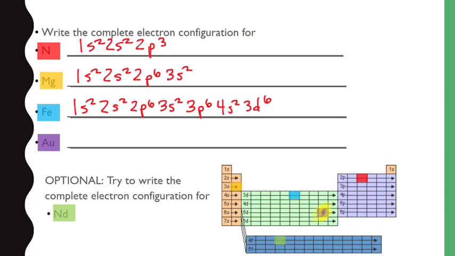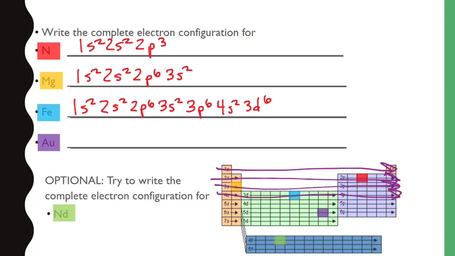Now, gold is all the way down here, Au. So this is going to be kind of a long one, but we just need to go, even though that's down in the 6th row, we're going to take it row by row. 1st row, 2nd row, 3rd row, 4th row, 5th row, and then most of the way across the 6th row.